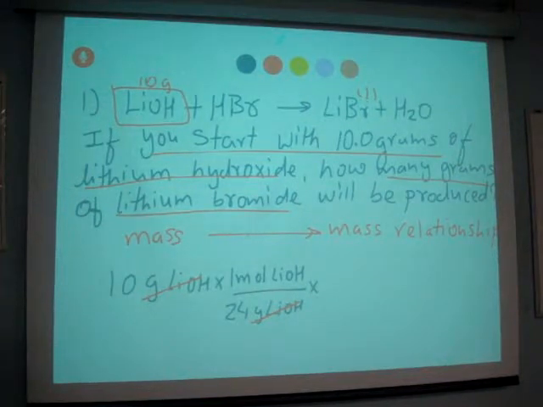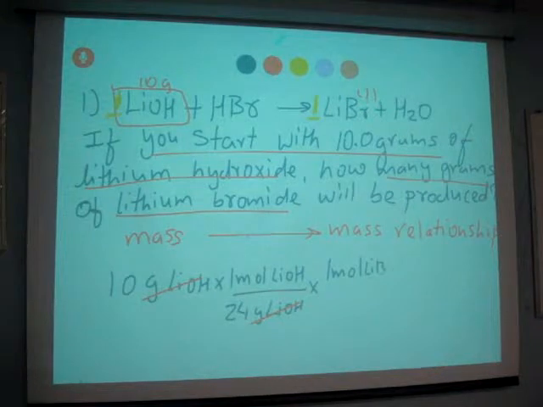Okay, now this is a balanced equation. When you compare, the mole ratio is 1 to 1. 1 mole of LiOH is used up and 1 mole of LiBr is produced. So we can say 1 mole of LiBr is produced while it's using 1 mole of LiOH.